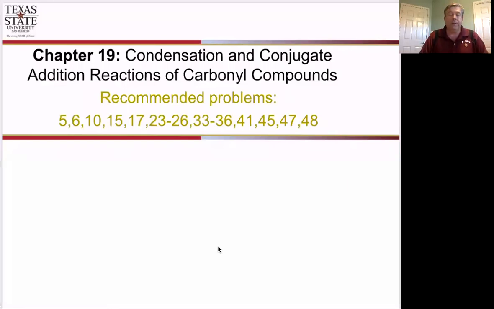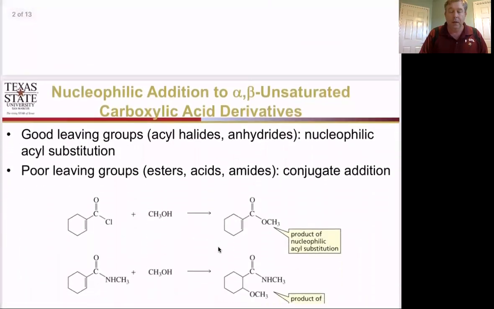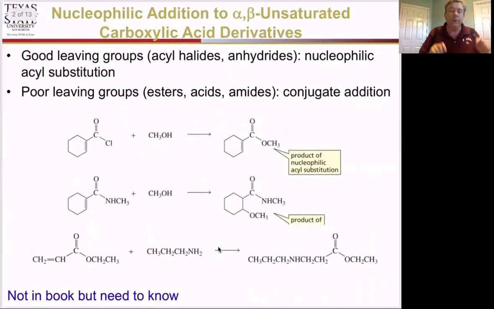Hello, Organic Chemistry 2342. We're going to continue on with chapter 19, some additional reactions we can do with alpha beta unsaturated ketones. We can not only do that nucleophilic addition across these alpha beta unsaturated ketones, but we can do those 1,2 addition, 1,4 addition reactions.